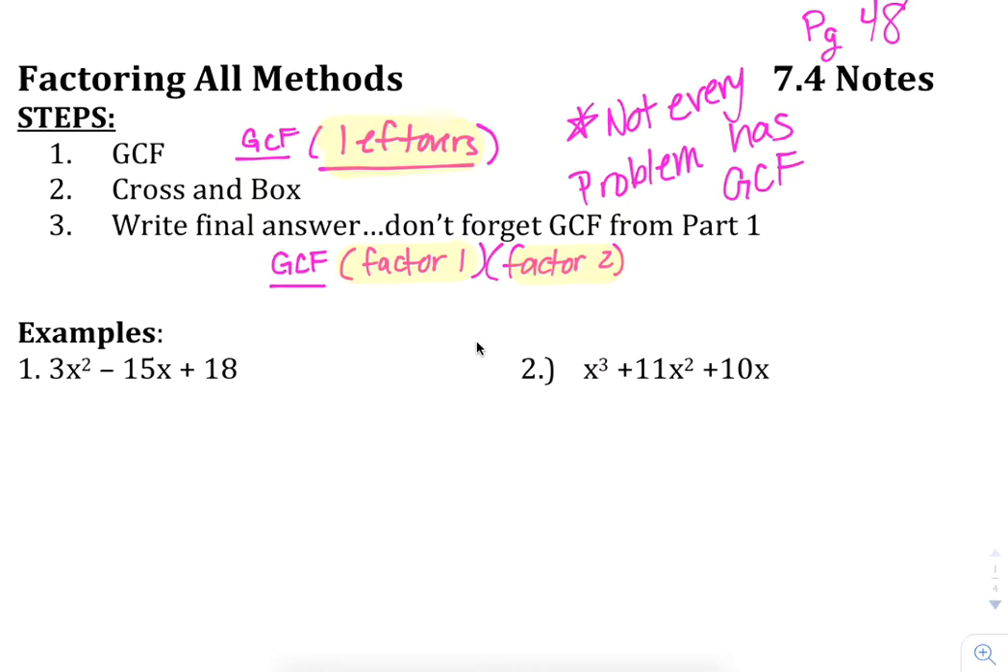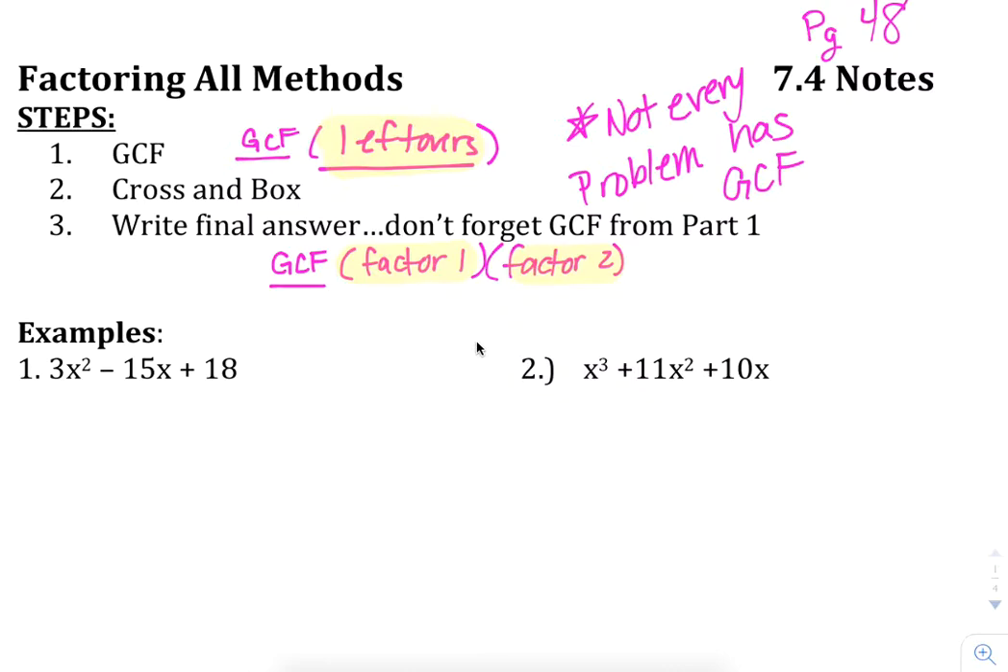For 7.4, we're going to be factoring all methods. So nothing new is happening. All we're doing is we're taking 7.1 GCFs and putting it together with 7.2, the T in the box. So if you'll pause the screen, write what you see, we'll get started.